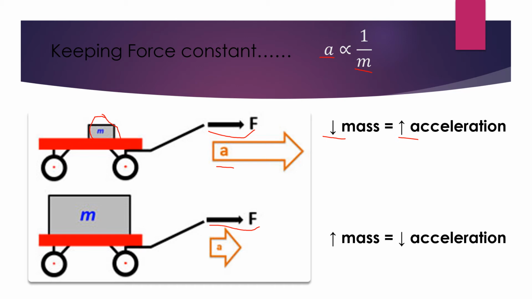So in the next example, applying the same force, but with a larger mass. So now the mass went up. And since mass and acceleration are inversely proportional, if the mass goes up, the acceleration is going to go in the opposite direction, down. That wagon's going to be moving slower.